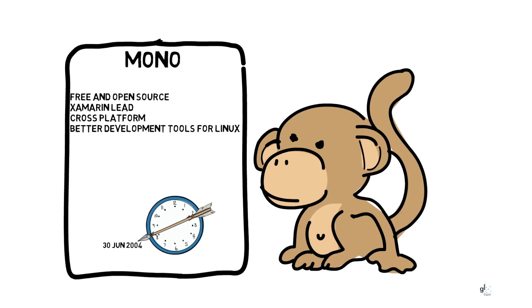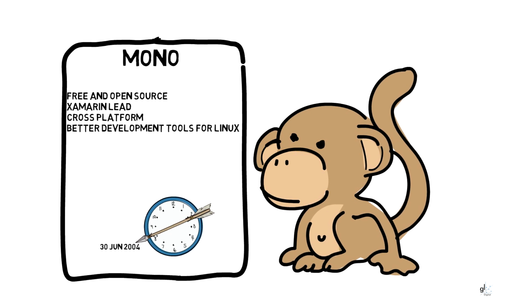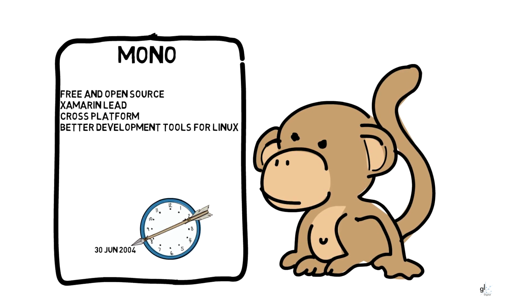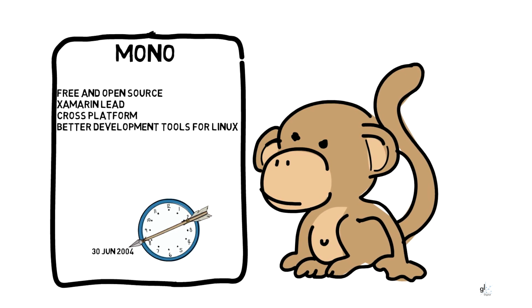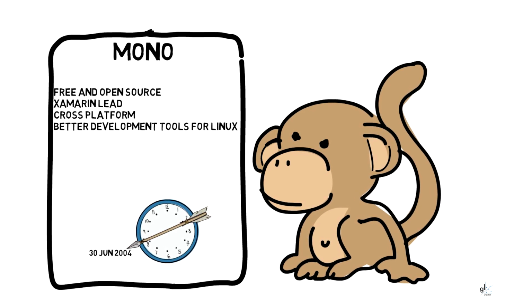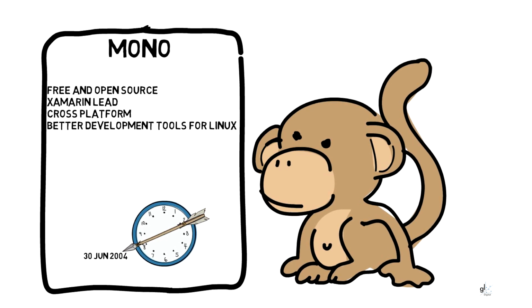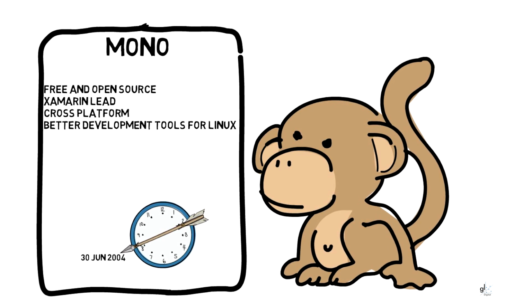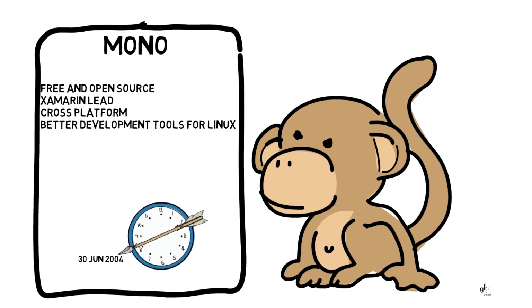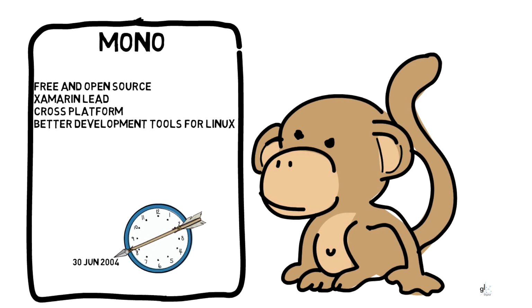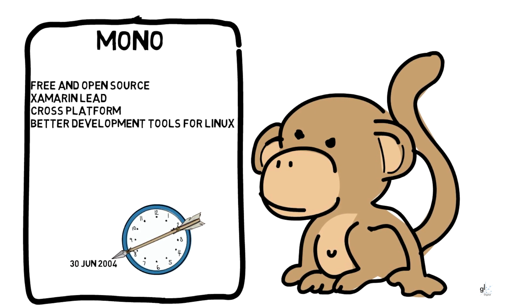The stated purpose of Mono is not only to be able to run Microsoft .NET applications cross-platform, but also to bring better development tools to Linux developers. Mono can be run on many software systems, including Android, most Linux distributions, BSD, macOS, Windows, Solaris, and even some game consoles such as PlayStation 3, Wii, and Xbox 360.